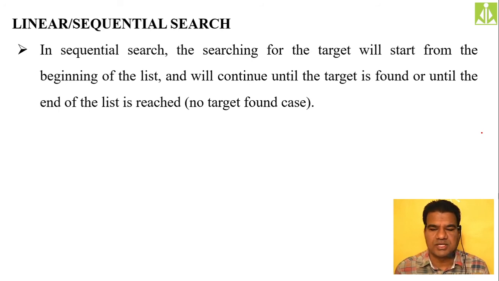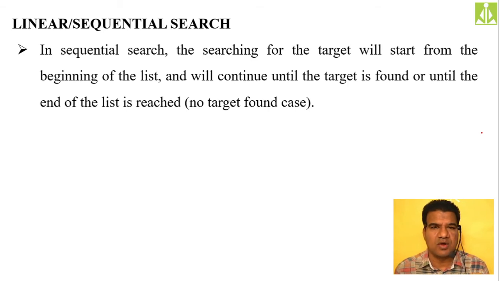There only we stop the searching process. Or if the target is not there, how do we conclude? If we reach the end of the list. If you have compared all the elements in the list and still you didn't find the target, that means the target is not there. No target found case. Okay, the target is not there in the list. If the target is there, you will find the target and there only you stop the searching process.